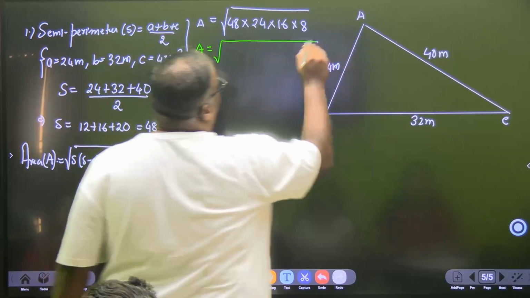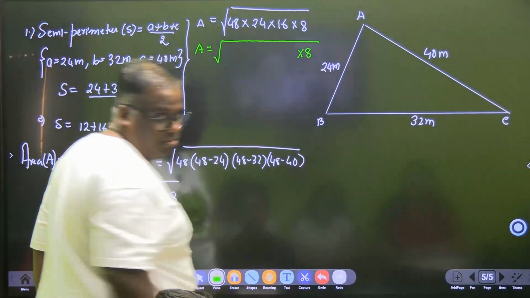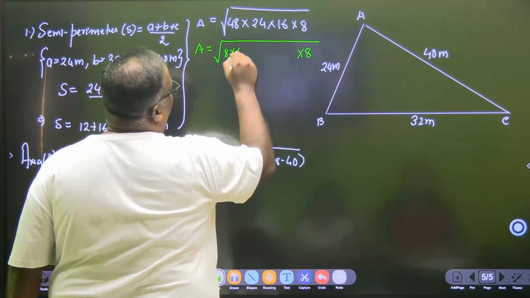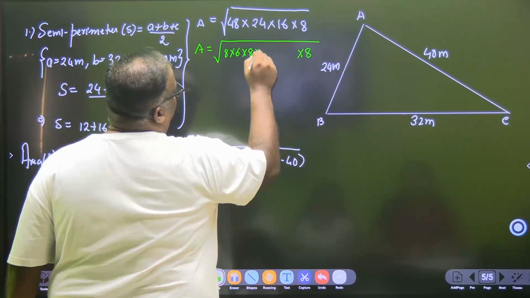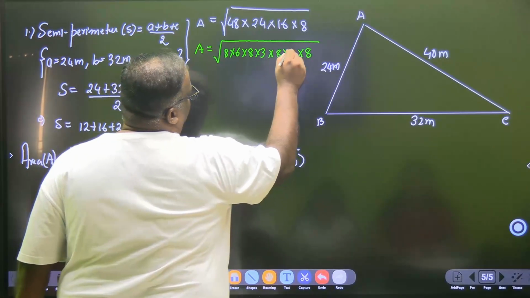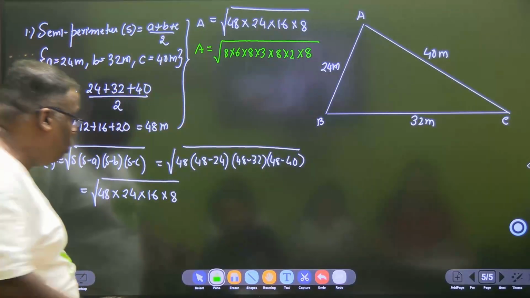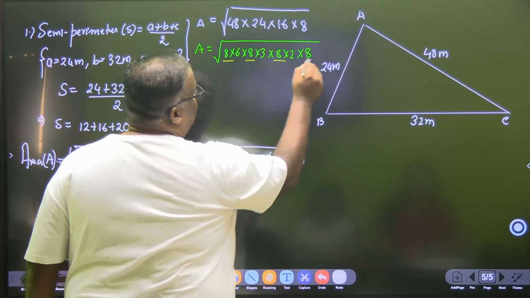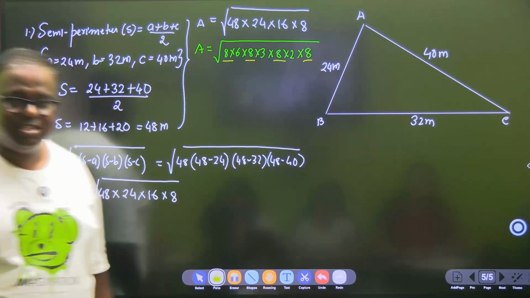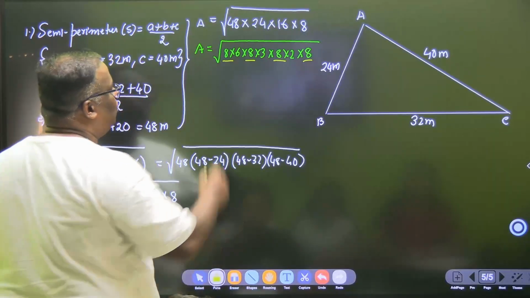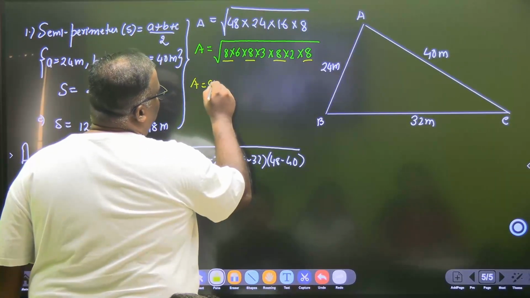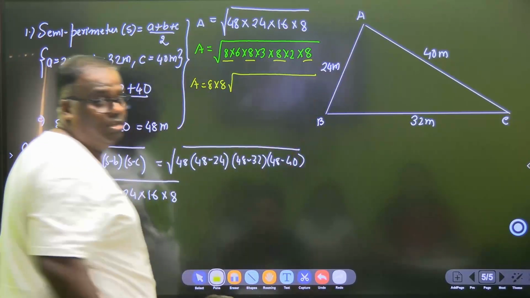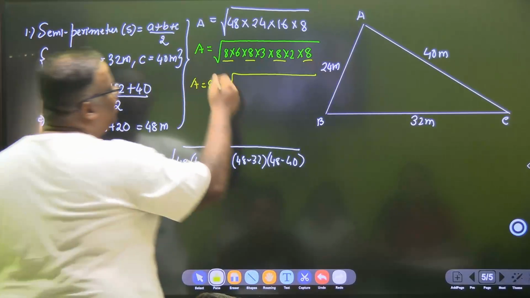Look here. I retain the 8 as 8. I write the 48 as 8 6s are 48, 24 as 8 3s are 24, 16 as 8 into 2. Have you understood? Now go back to your grade 8. Prime factorization. Pair, pair, pair, pair. How many 8s? 4 8s. 4 8s can come outside as 2 8s. Do you agree or not? You remember prime factorization? So what are you left with now?